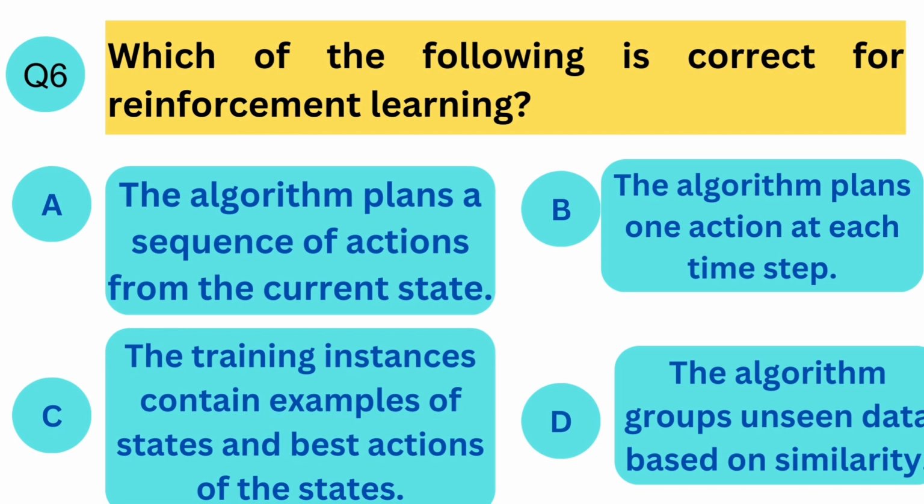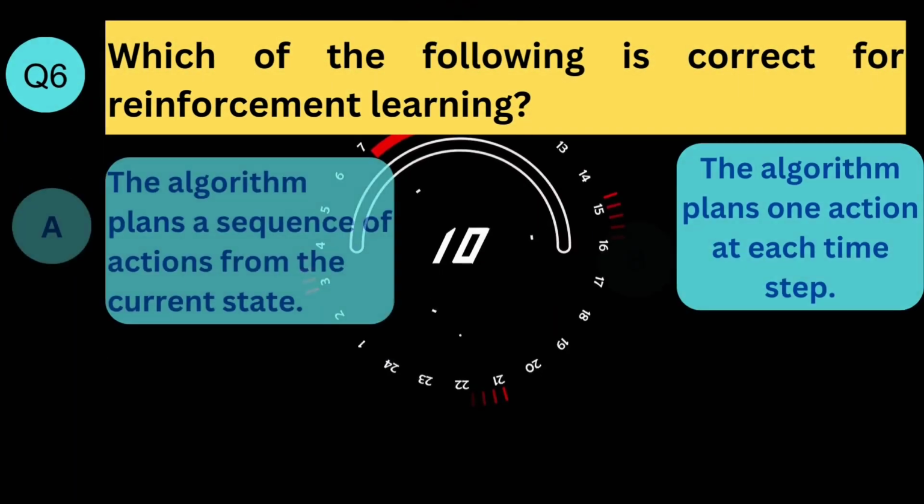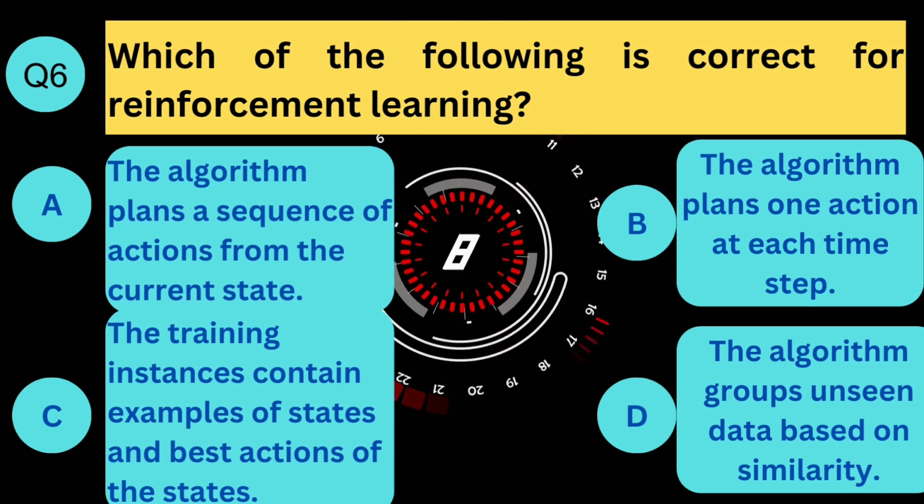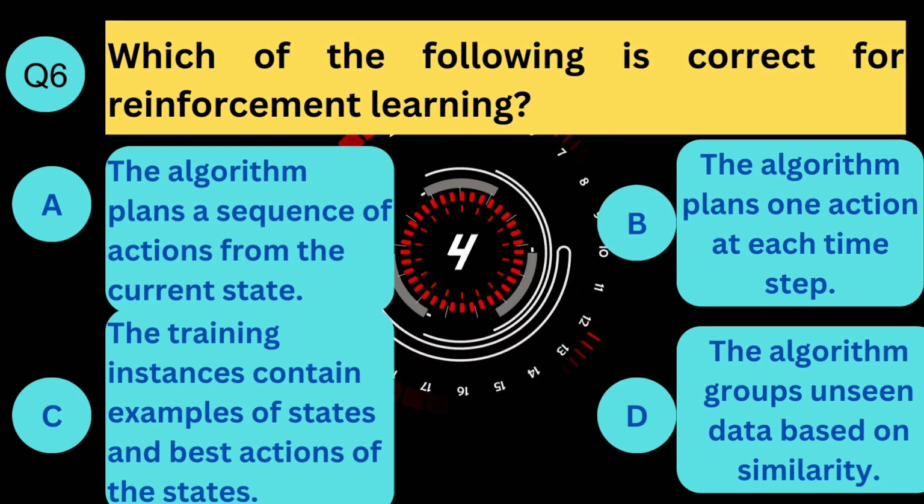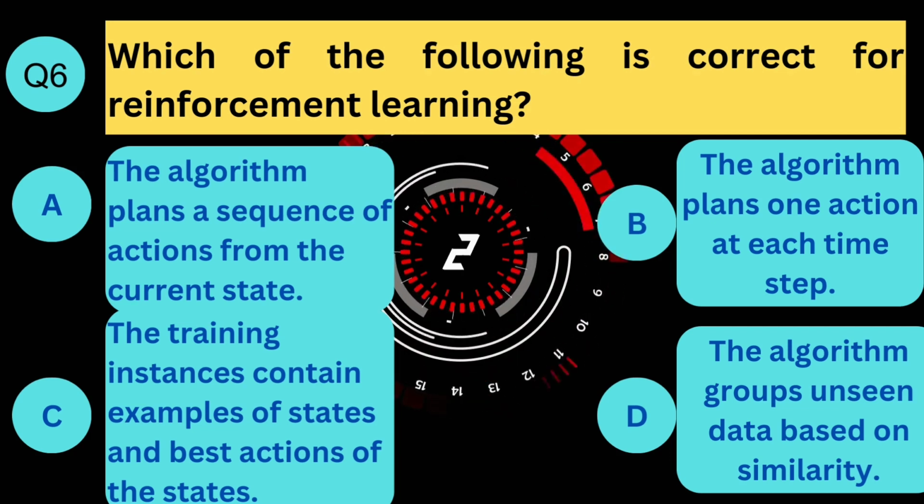Question 6. Which of the following is correct for reinforcement learning? A. The algorithm plans a sequence of actions from the current state. B. The algorithm plans one action at each time step. C. The training instances contain examples of states and best actions of the states. D. The algorithm groups unseen data based on similarity.